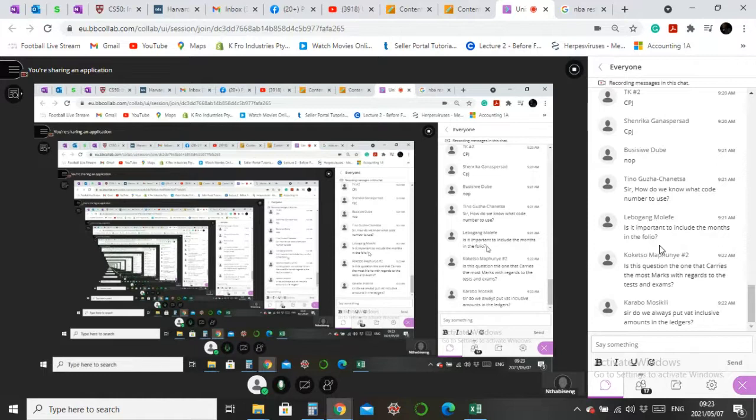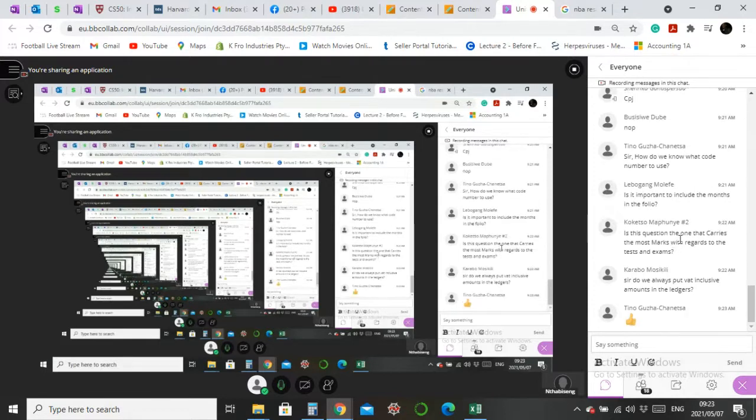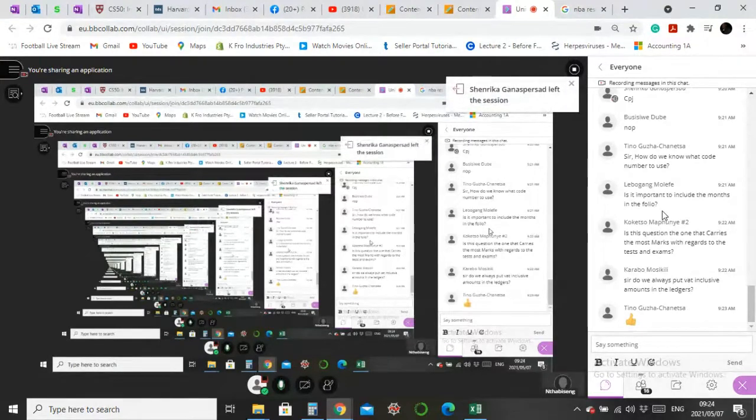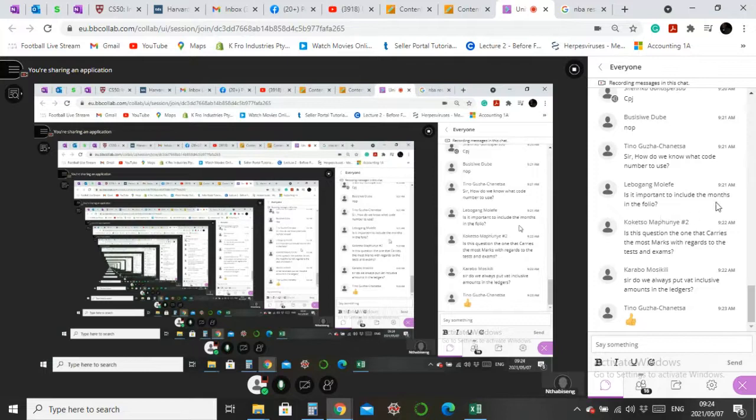In the meantime, Lebohang, is it important to include the months in the folio? It shows your marker that you know your story. So it's not the end of the world. They'll probably still give you your marks if you obviously do the folio, but then just not put a 4 or a 3 or a 1. So yeah, it's not the end of the world if you don't use the months, but it's just a good look. It will impress your marker.